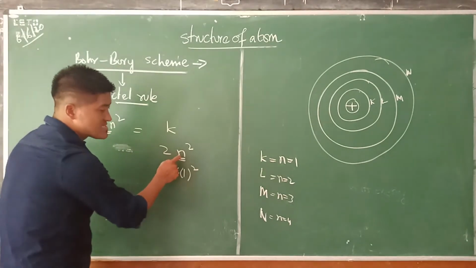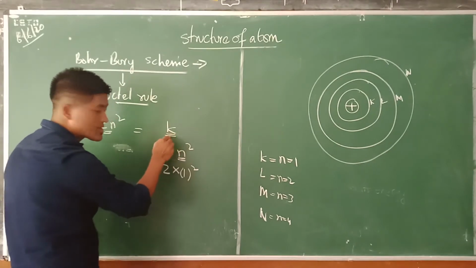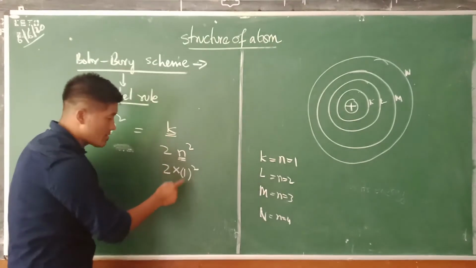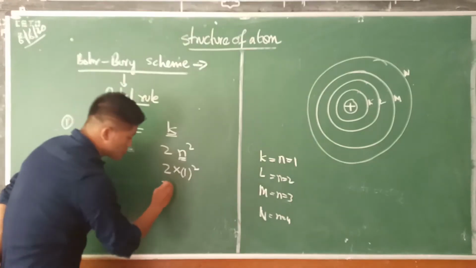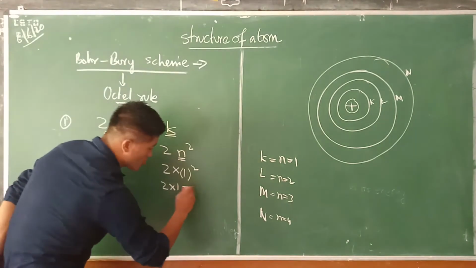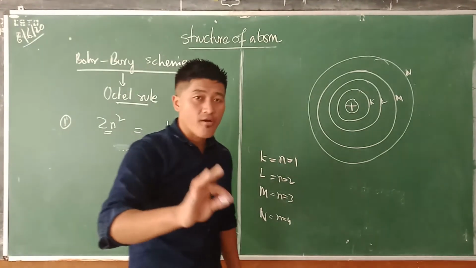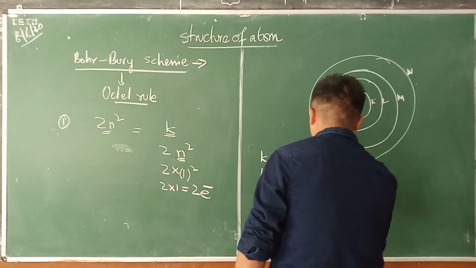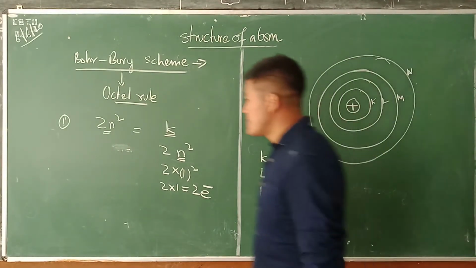So n squared is 1 squared, and 2 into 1 squared is 2. They concluded that in the first shell, you can have a maximum of 2 electrons. Beyond that, you cannot. Now let us go for the next one.